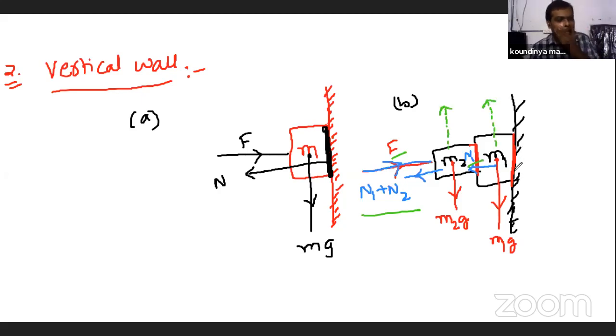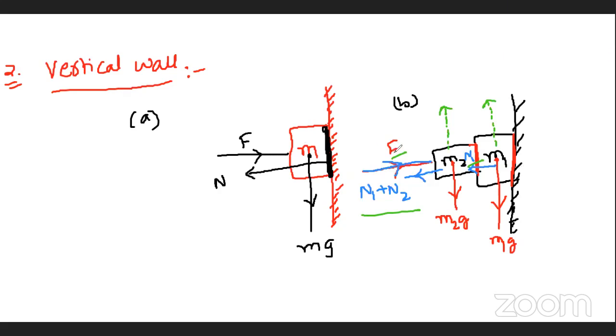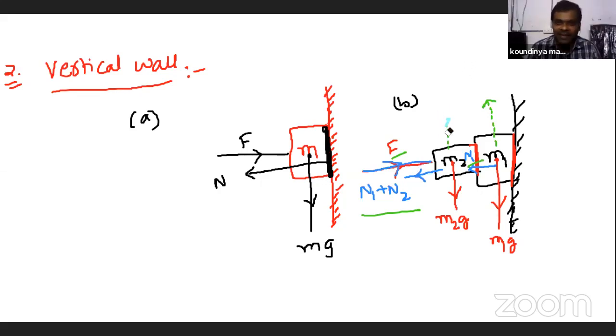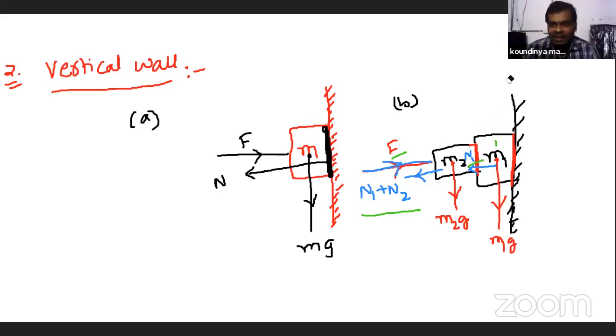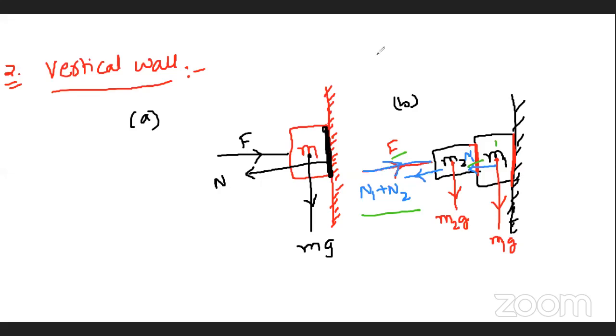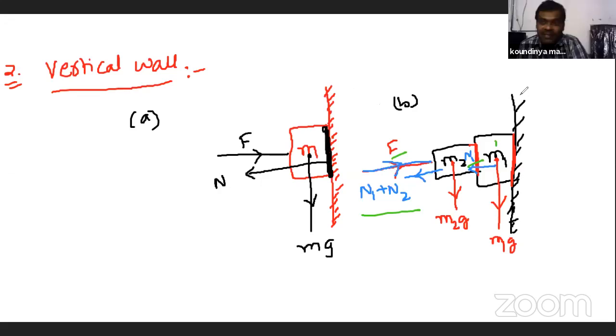Anyone? Chandrakant? Sir, I think perpendicular. Downwards, sir. Next, Vaishnavi? Sir, downwards. Akash? Sir, in the direction of force.